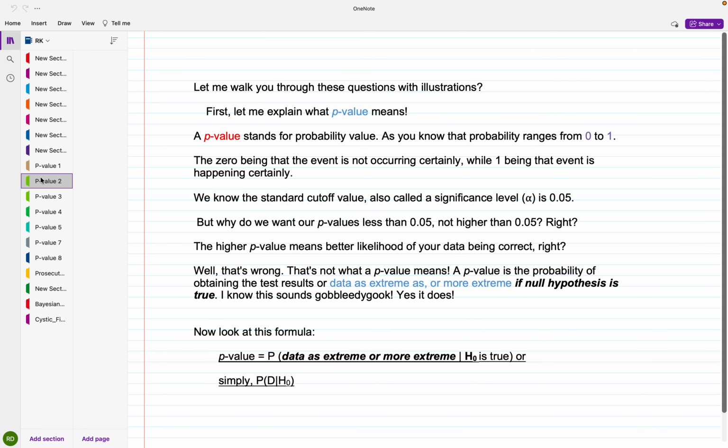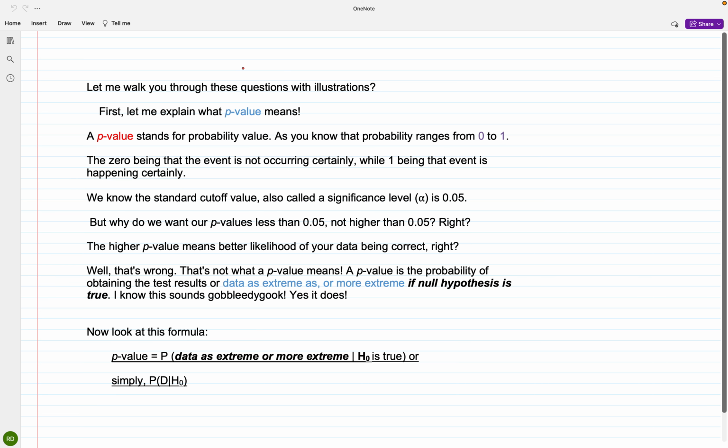Let's get down to the nitty gritty of p-value. What is it? What does p-value mean? p-value stands for probability value. It is just a probability value. As you know, probability ranges from 0 to 1, 0 being the event is not happening for sure, 1 being the event is happening for sure, absolutely happening.